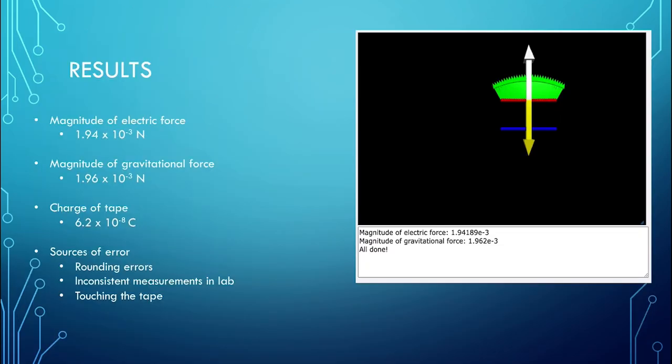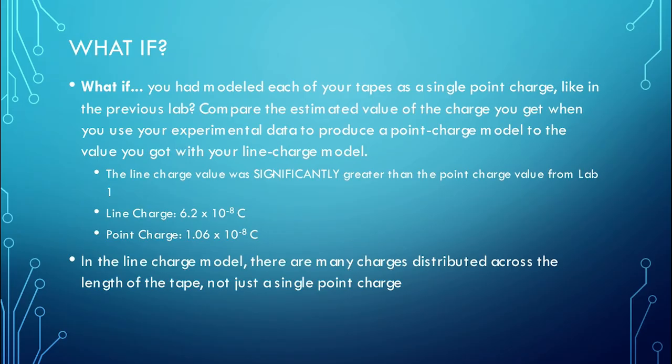Moving on to the results of this experiment, the magnitude of the electric force was found to be 1.94 times 10 to the negative 3 newtons. The magnitude of the gravitational force was found to be 1.96 times 10 to the negative 3 newtons. The charge of the tape was found to be 6.2 times 10 to the negative 8 coulombs. And finally, some potential sources of error include rounding errors, inconsistent measurements in lab, and my touching the tape during lab.